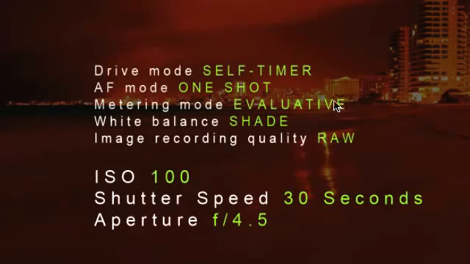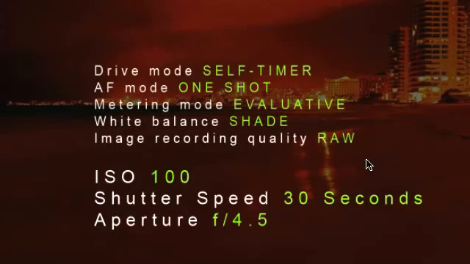So I set my camera on a tripod so that it will not move, and I set my drive mode to self timer and my autofocus mode to one shot because I wanted to recompose, and my metering I just left at evaluative. I set my white balance to shade because I know that will really bring out all this orangey light bouncing around over here. And of course I almost always shoot in RAW.